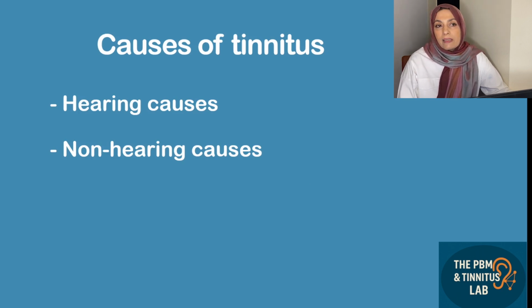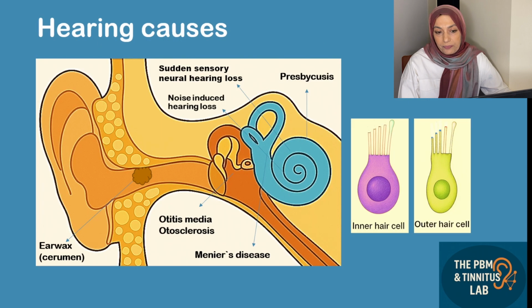The causes of tinnitus can be classified as two main groups: hearing causes and non-hearing causes. About the hearing causes, you can see here the different parts of the peripheral auditory system. For example, in the external ear, the accumulation of ear wax or cerumen may lead to tinnitus. And in the middle ear, infections like otitis media and also the remodeling of the small bones in the inner ear named otosclerosis may lead to a perception of tinnitus.